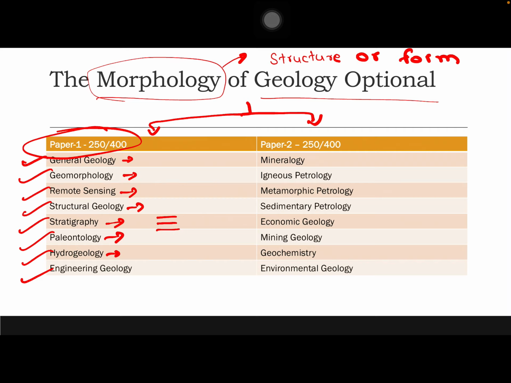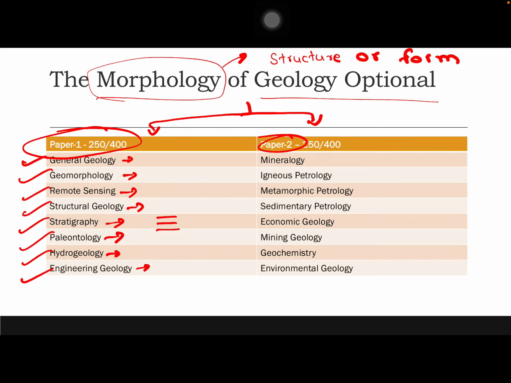In this topic we deal with the occurrence of groundwater, the movement of groundwater, how to explore groundwater, and how to manage groundwater. Next is engineering geology, which deals with the engineering properties of rocks, the engineering properties of different structures, and the geological investigations which need to be done before constructing structures such as dams, bridges, etc.